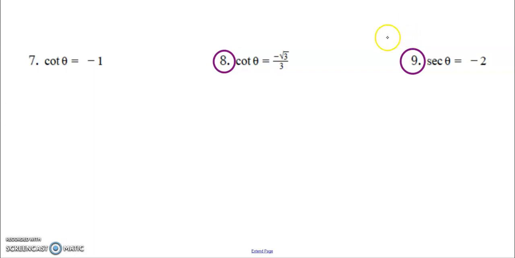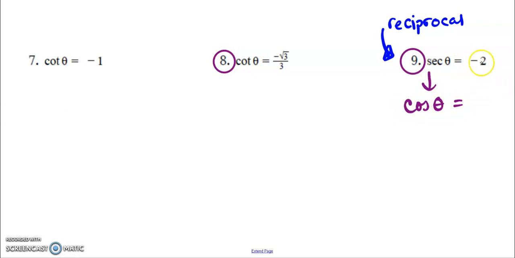All right, next problem I want to take a look at is problem number 9. The main reason I want to look at this one is because it's a reciprocal function. The first thing I would do is not deal with the reciprocal. I would flip it. So instead of dealing with the secant of theta, I would ask myself, what's the cosine of theta? And then I would take the reciprocal of that number, which is going to be -1/2.